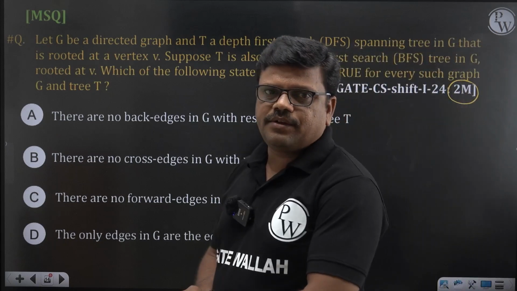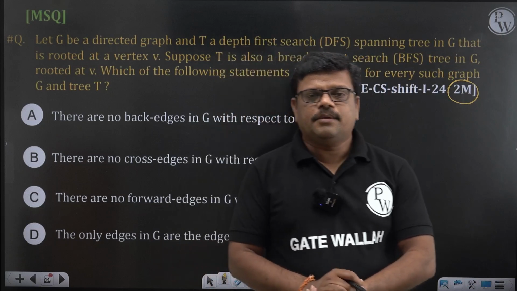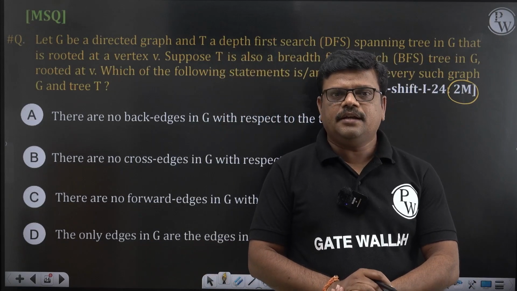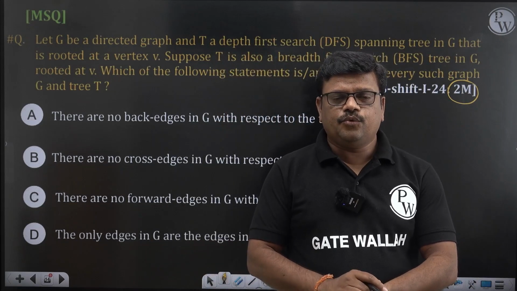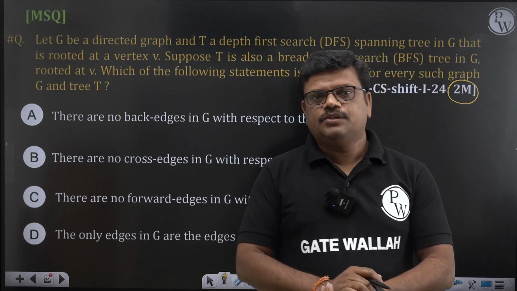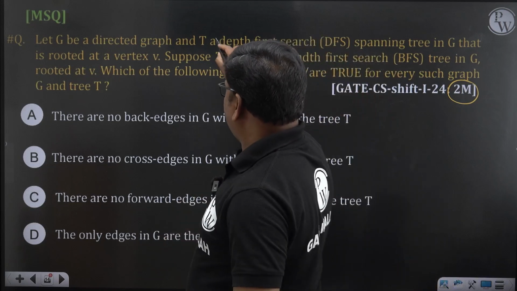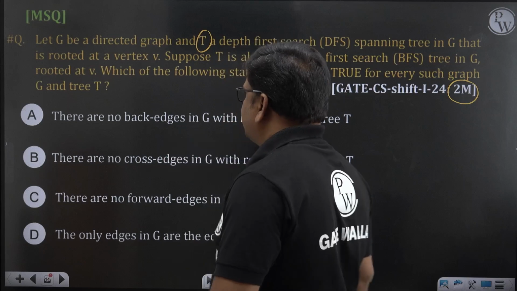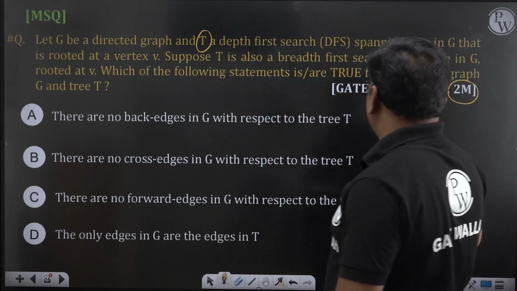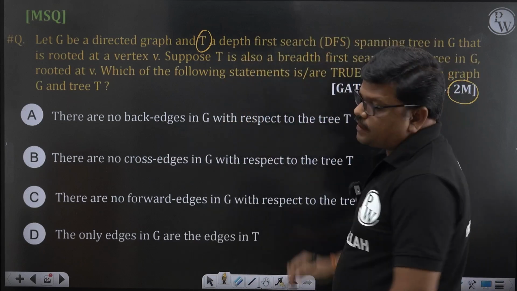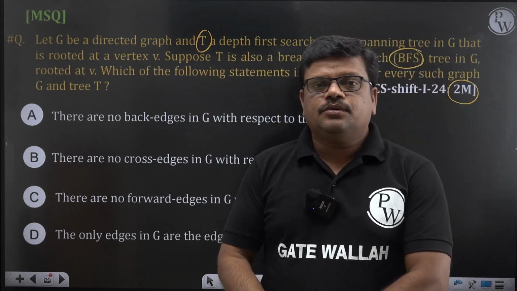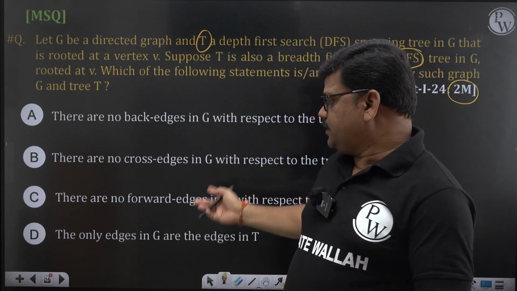Here what he has given is, there is a graph. Whenever we are constructing a spanning tree by using DFS or BFS, we are getting the same spanning tree. So, T is nothing but the spanning tree for DFS as well as the spanning tree for BFS. If that is the case, which of these is true here?